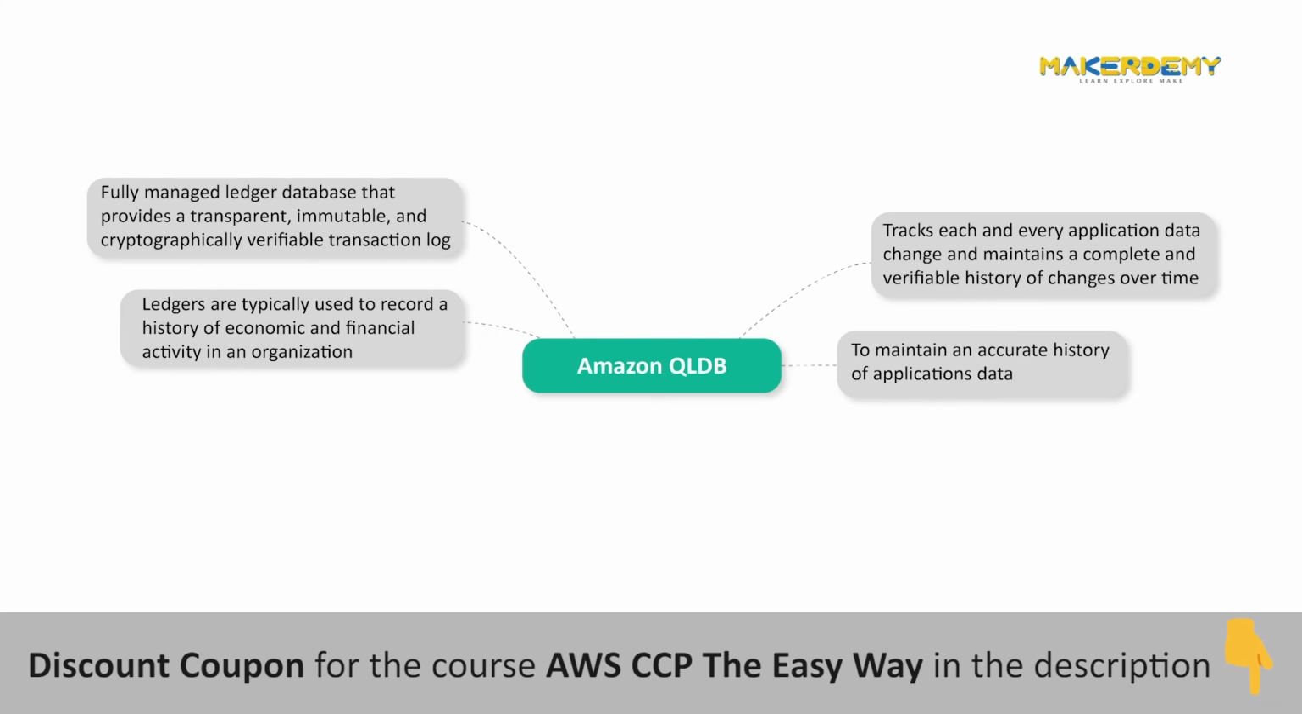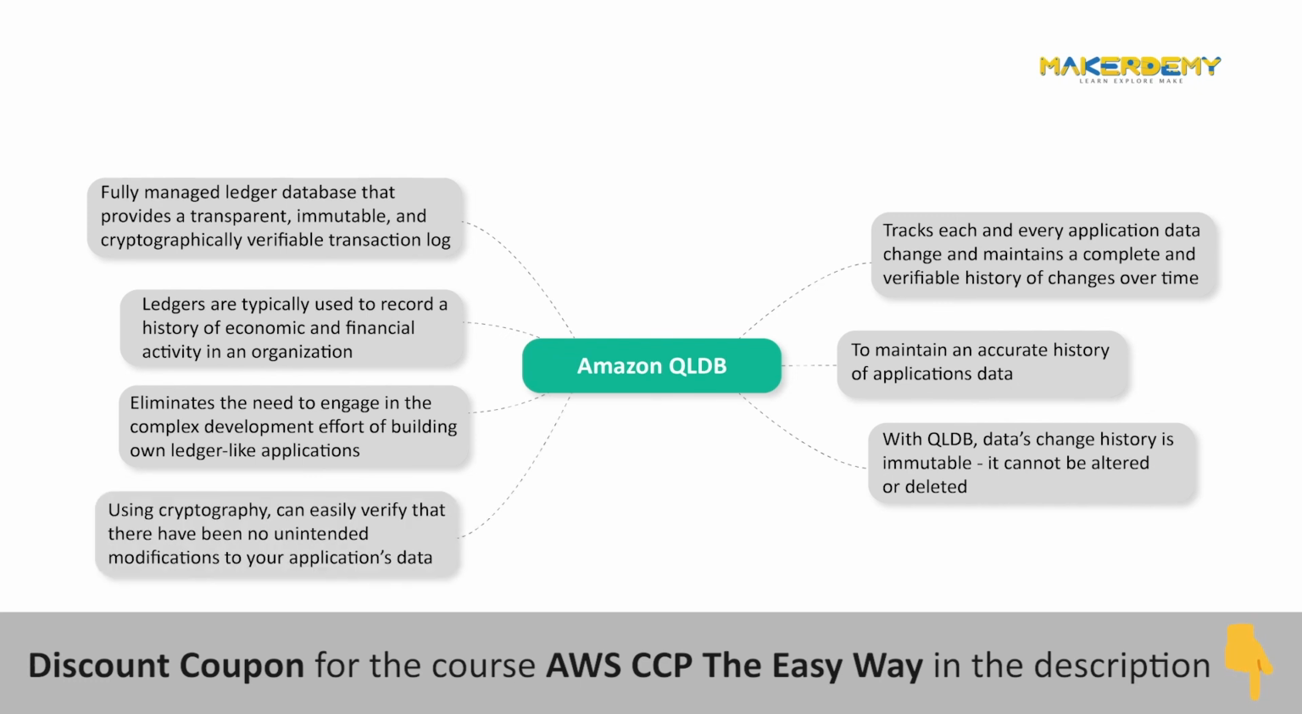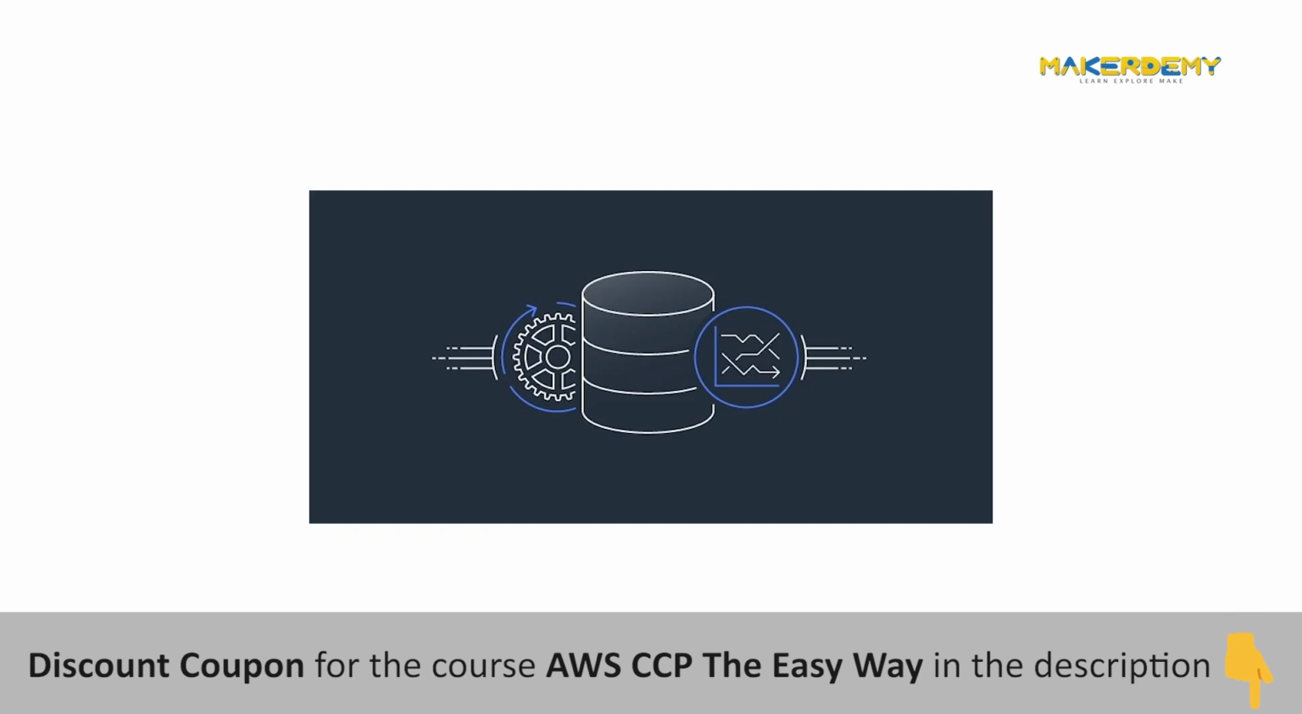Amazon QLDB is a new class of database that eliminates the need to engage in the complex development effort of building your own ledger-like applications. With QLDB, your data's change history is immutable. It cannot be altered or deleted, and using cryptography, you can easily verify that there have been no unintended modifications to your application's data. Amazon Timestream.